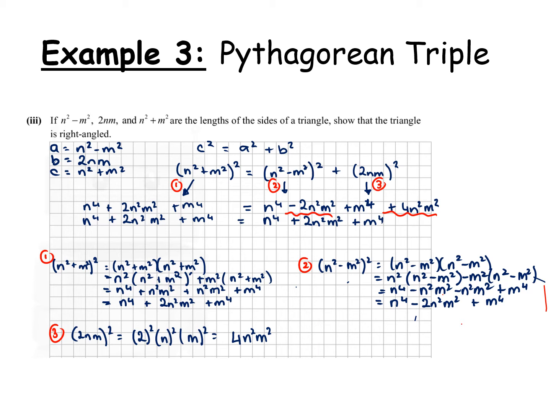And what you see is the left hand side is equal to the right hand side. Therefore, this is a right angle triangle. So although very algebra heavy, it is working with Pythagoras' theorem.